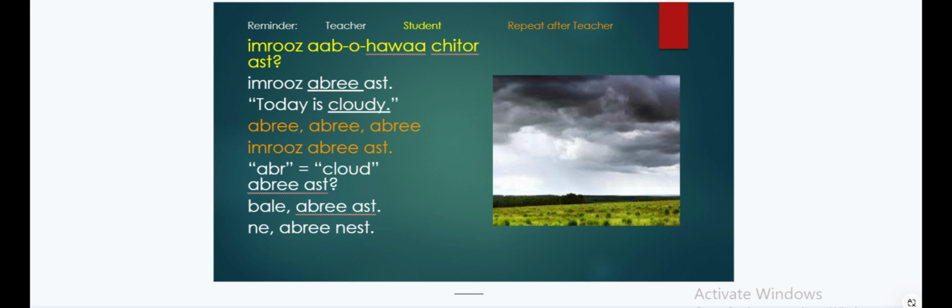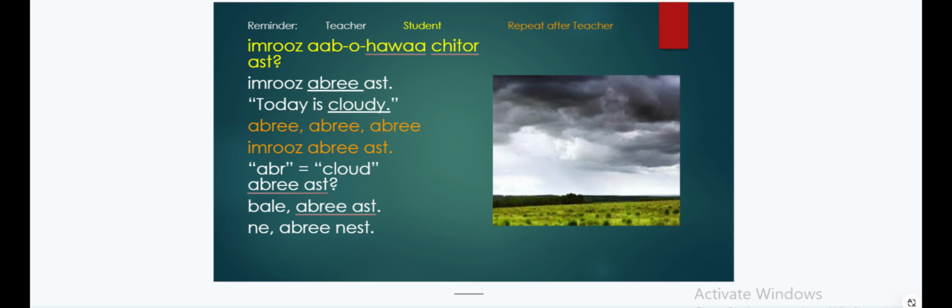امروز ابری است. ابری. Today it is cloudy. ابر means cloud, and ابری است means it is cloudy. So ابری است, is it cloudy? بله ابری است. Yes, it is cloudy. نه ابری نیست. No, it is not cloudy.